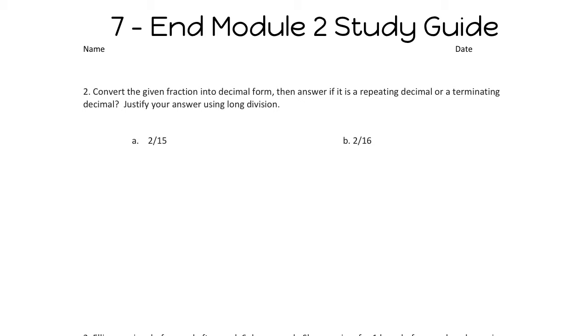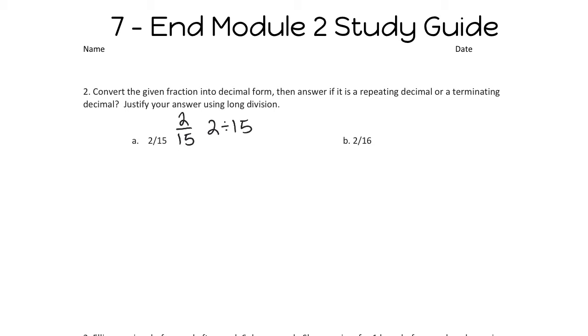Convert the given fraction into decimal form. Then answer if it's a repeating decimal or a terminating decimal. Justify your answer by using long division. So we're going to want to use long division, and here are our fractions. I know that I have 2 over 15. And when I write 2 over 15 as a division problem, I have 2 divided by 15.